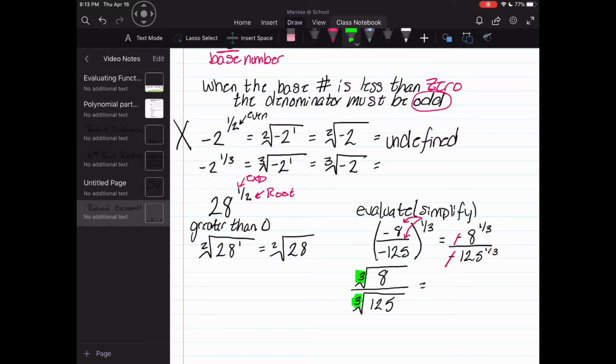Cubed root of 8 is 2, because I'm basically doing, and I'll write it out the long way, 2 times 2 times 2 to get 8, which means I have one group of 2s, because I have grouped them by 3s here. So I have one group of 2s, so I just have a 2. And then I have 5 times 5 times 5. So that means I have one group of 5s, so I have 5. So when I'm simplifying that, this would be my final answer. I cannot simplify that fraction, so we are good to go. So that is all this part is.